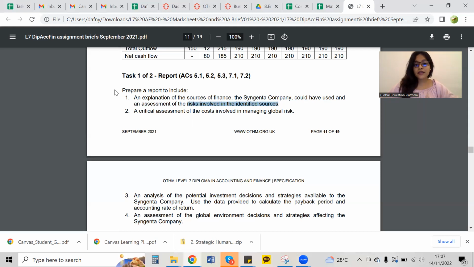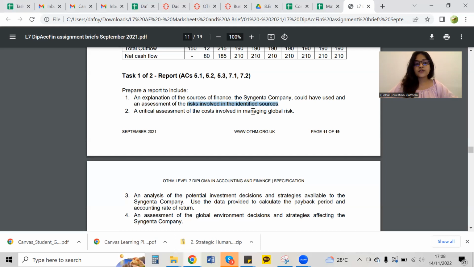When you explain the answer, you should be able to identify the key elements so that you can expand your assignments. Here the explanation they want you to address is the different sources of finance the company could have used, and an assessment of the risk involved in the identified sources. You identify the sources and then you talk about their pros and cons, because you have to assess. Like I explained in the sessions we previously did: assessments, evaluations, critical evaluation. These are warnings that you need to be very careful of when you develop your assignments.